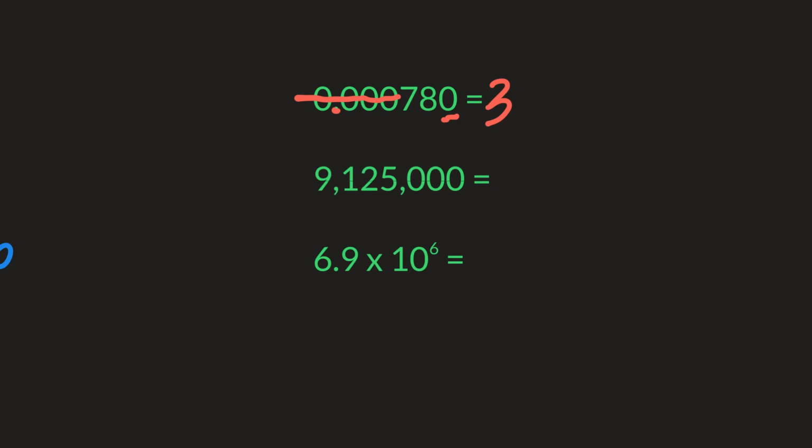In the next example, do you see a decimal point? Nope. Okay, so then these zeros to the right do not count. So 1, 2, 3, 4 sig figs.